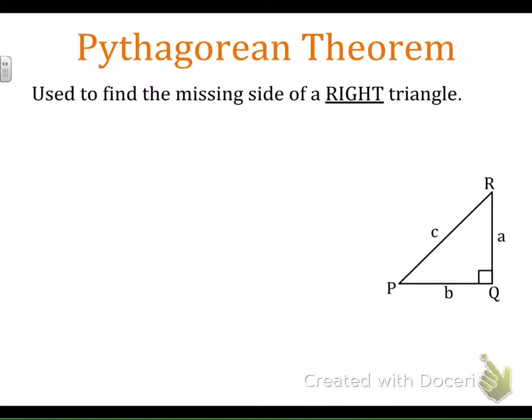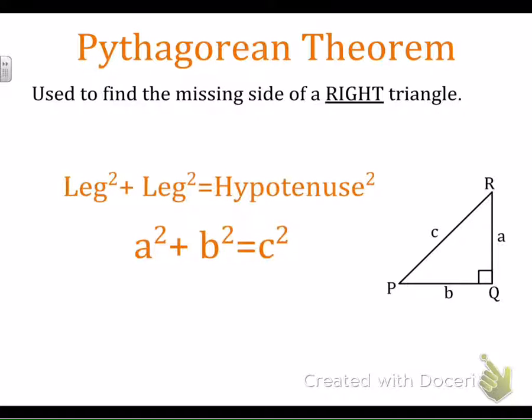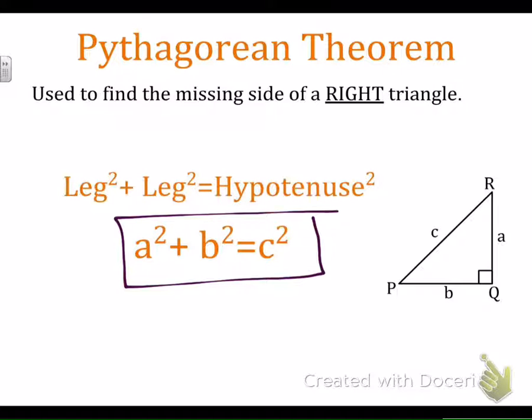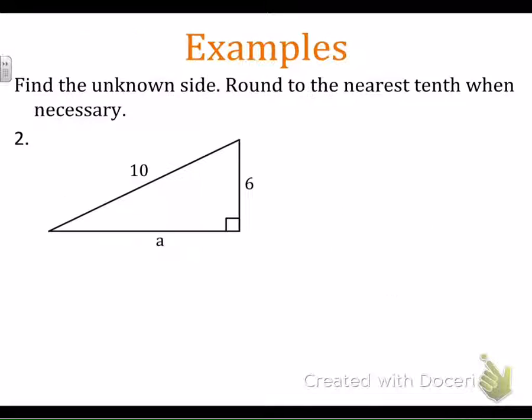So the Pythagorean theorem, it's used to find the missing side of a right triangle. So it's one leg squared plus the other leg squared equals the hypotenuse squared. Or a squared plus b squared equals c squared. That's our key. So find the unknown side and round to the nearest tenth when necessary.